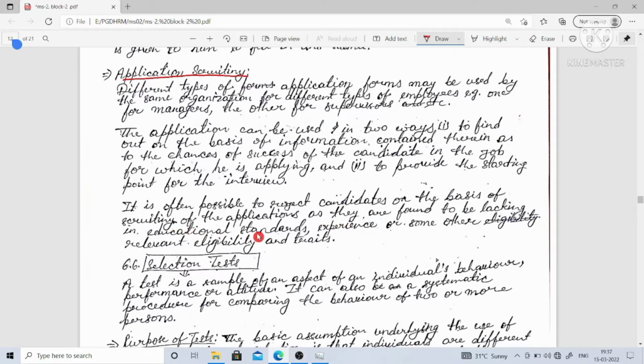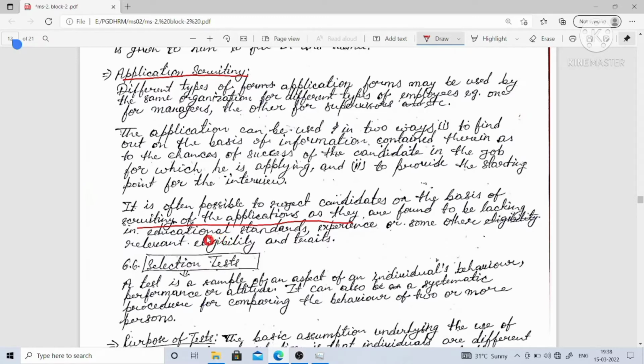So scrutiny of the applications includes whether the applicants have sufficient educational standard or not, and whether they are experienced or not. These things can be evaluated from the scrutiny of the applications.